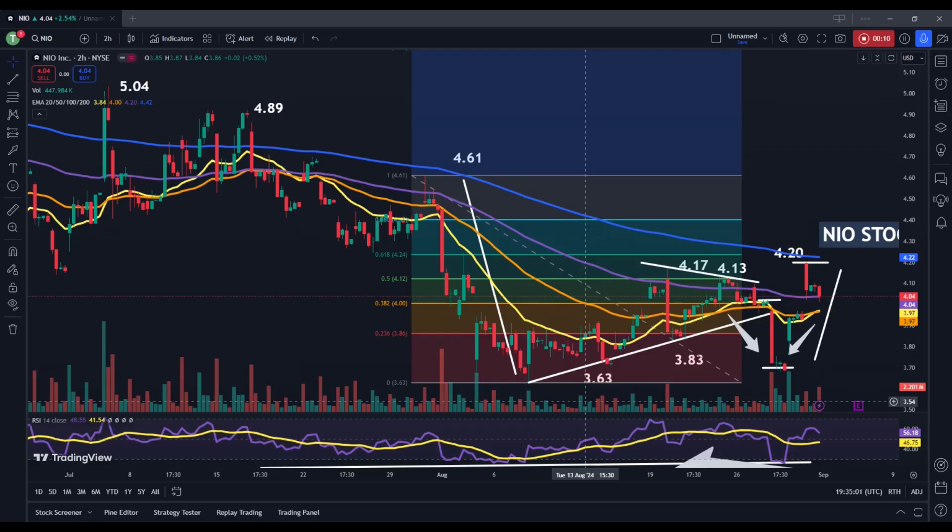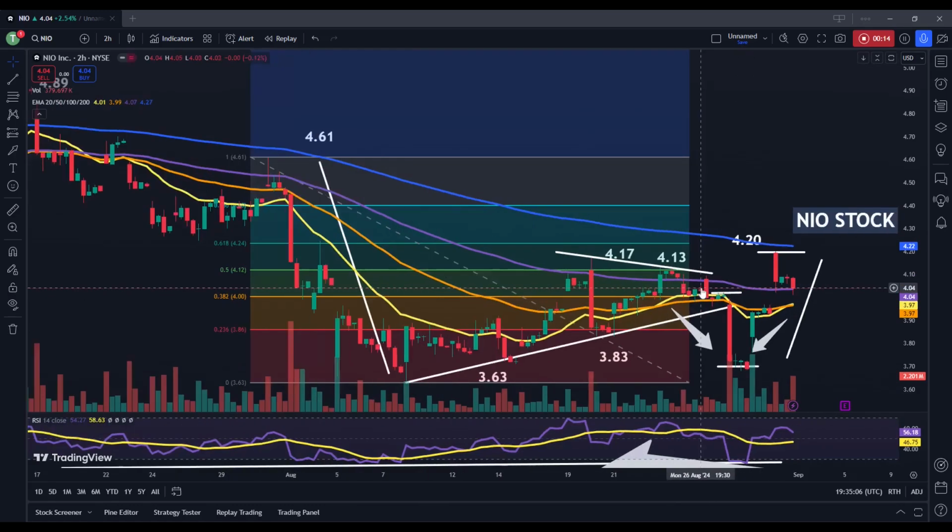Here we have the current stock market analysis for NIO Incorporated, stock ticker NIO.